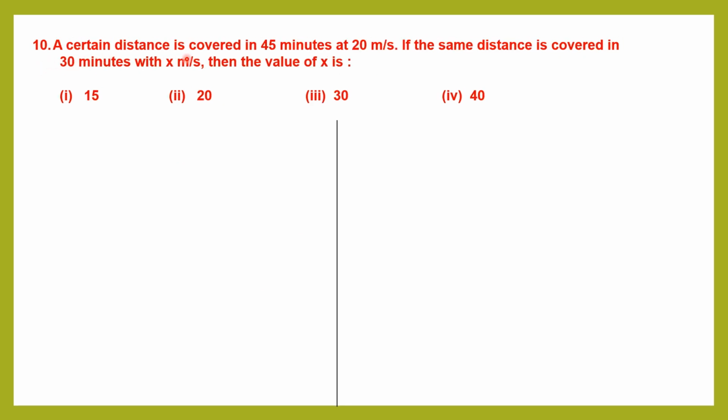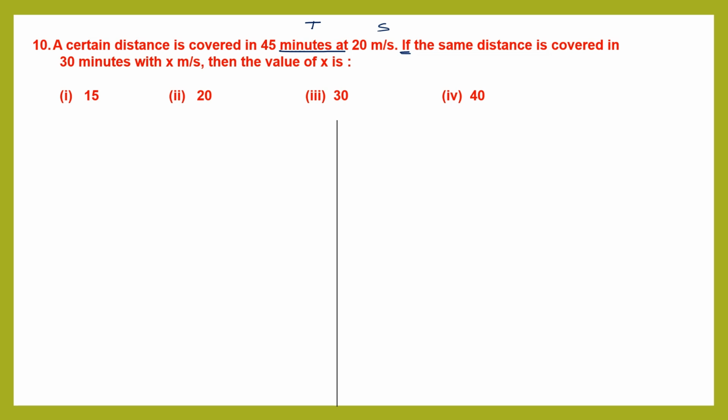Question 10. A certain distance is covered in 45 minutes at 20 meters per second. Now the first thing you need to notice is that this is in minutes. The time is in minutes and the speed is in meters per second. So we have to convert them so that the units are the same.